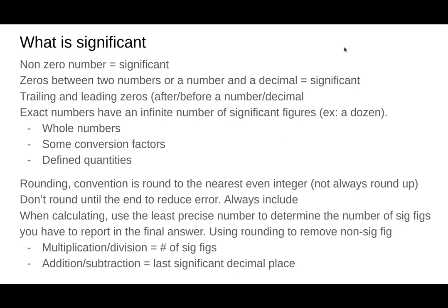Those are trailing and leading zeros, and those are not significant. Exact numbers have an infinite number of significant figures. The most common exact numbers are whole numbers. Like I have 5 fingers. You cannot have 5.5 fingers. You have to cut one off in half, which you're not gonna do.